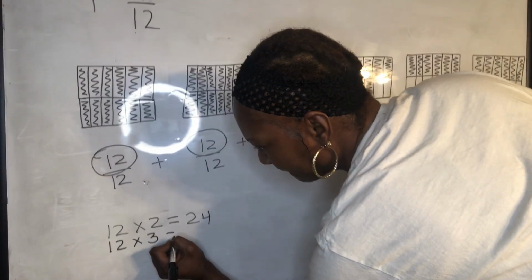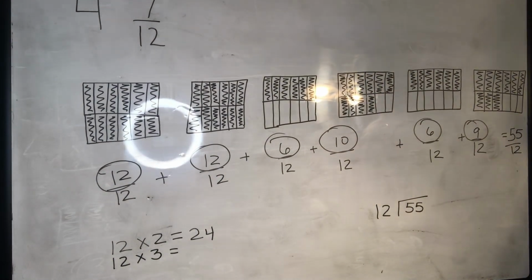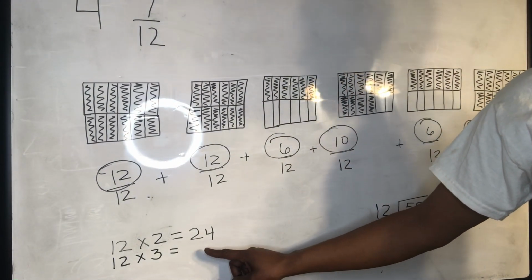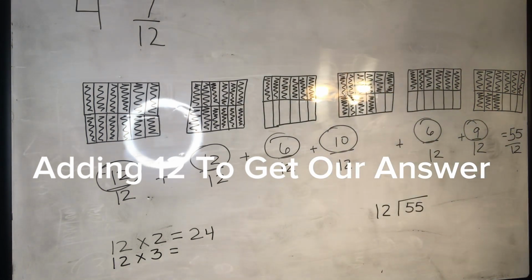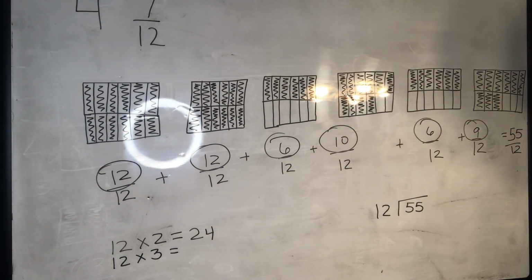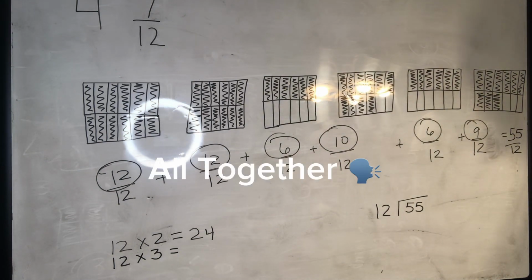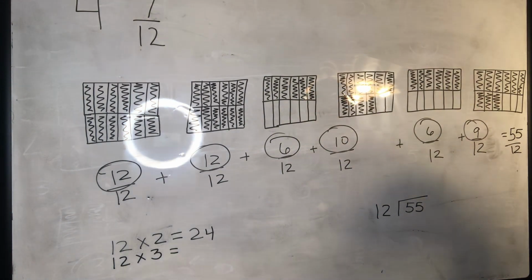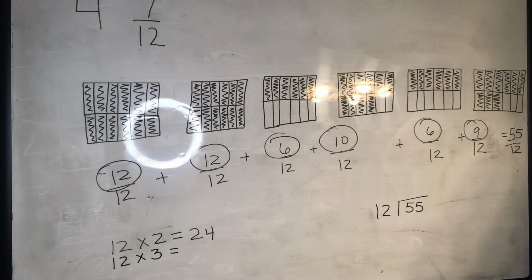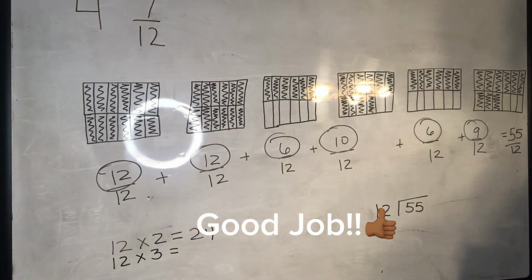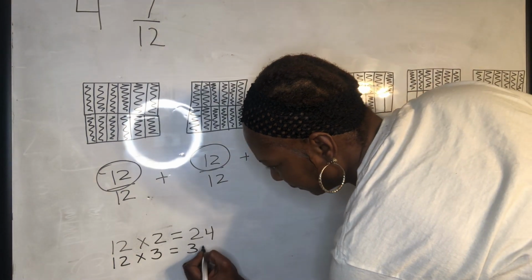12 times 3. So what will we do, Jamir? 12 times 3, we need to count in or count up 12 times, right? That's how that would be an easy way for you to find it. So let's all count together till we get to the next 12 after 24. So we're at 24. 25, 26, 27, 28, 29, 30, 31, 32, 33, 34, 35, 36. 36. So 12 times 3 will get you 36.